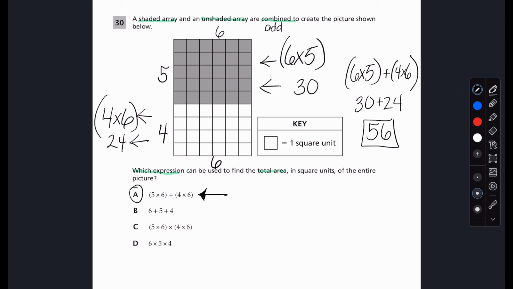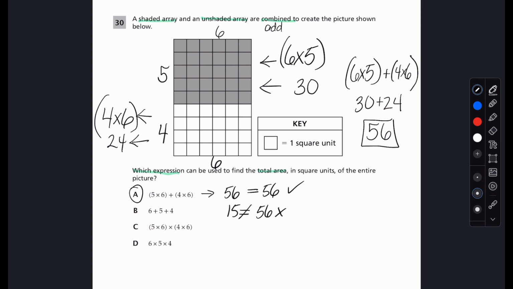And if you're not sure how to do that, you could just solve them. Maybe you don't see the pattern and you just decide, I'm going to figure it out and find the answer. You find 56 and you counted all the little squares and you go, 56 is equal to 56. So that one works. That's a true statement. And you try the next one, 6 plus 5, 11, 11 plus 4, 15 is not equal to 56, so that one can't be the area.